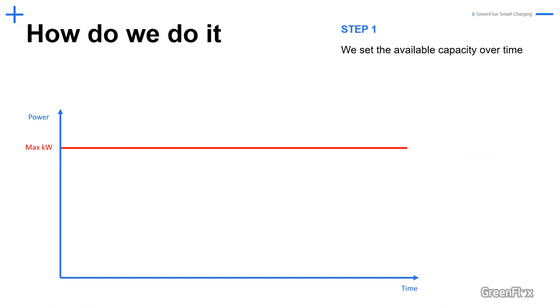Well, I present here time and power on the axis. If you multiply those, time and power yields energy. So this, what you see here, is a little block of energy, specifically a block of 50 minutes with some power.